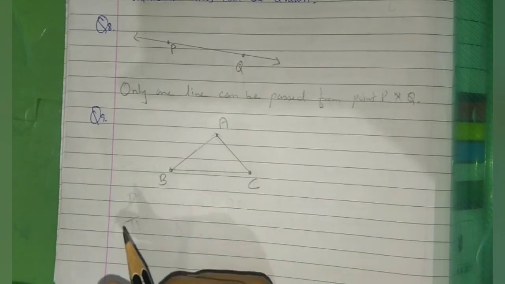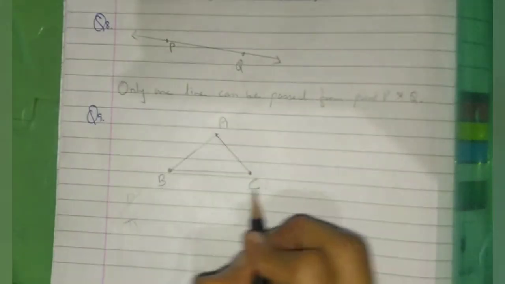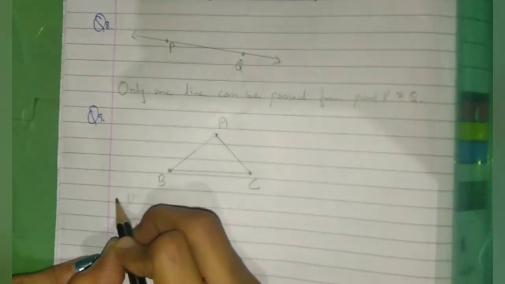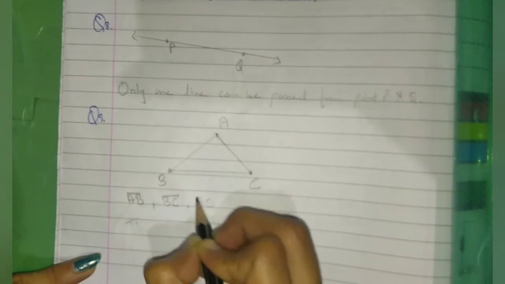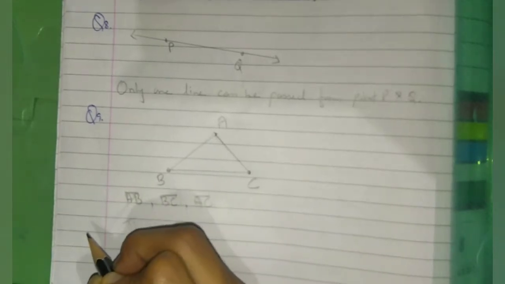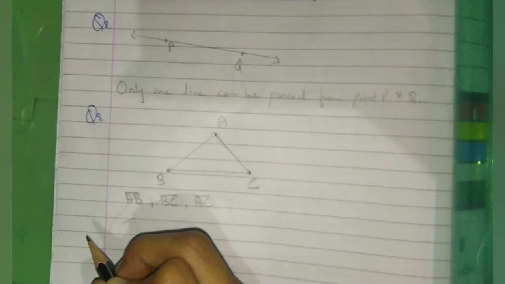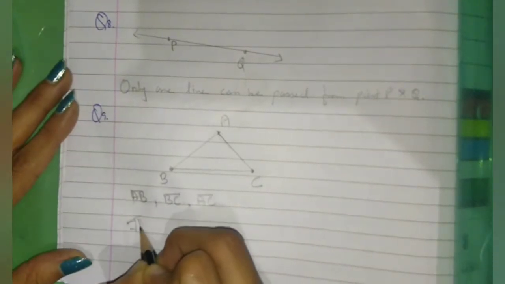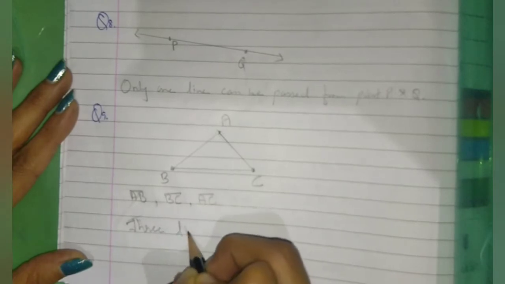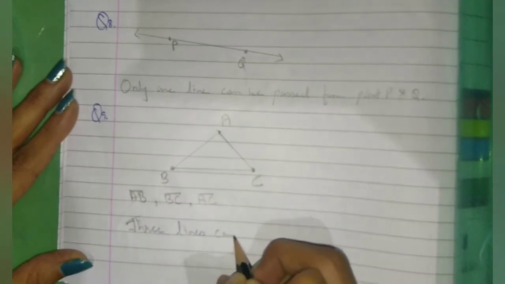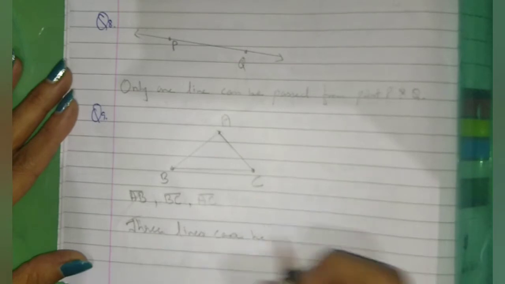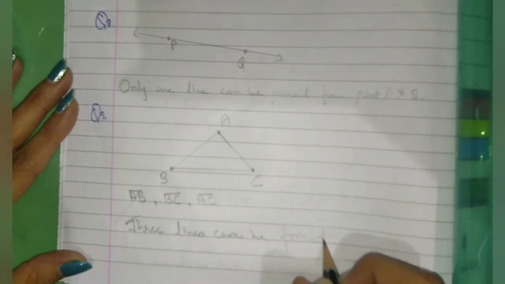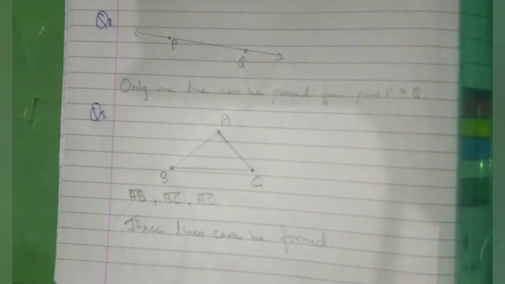Then what we had done, name these lines. So name, we have the lines AB, BC and AC. The name of the lines, and how many such different lines can be drawn? How many lines? Only 3 lines can be formed. That's all.